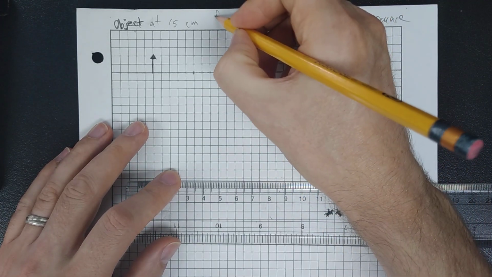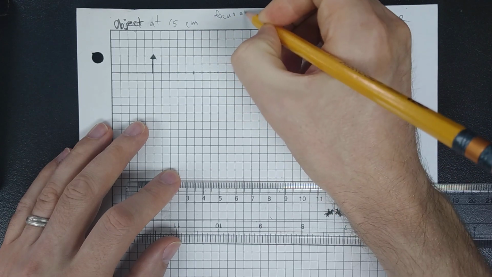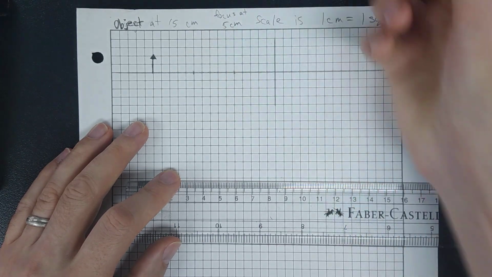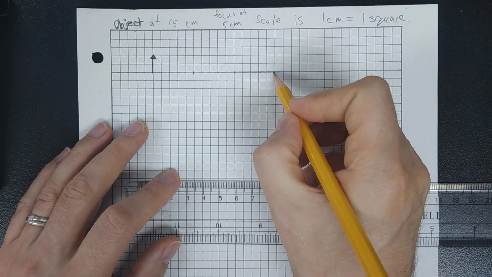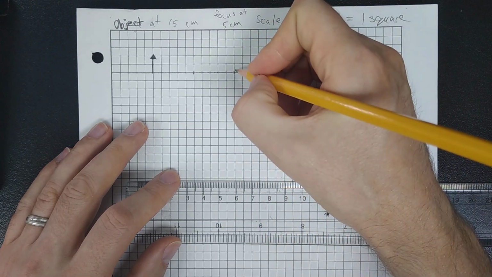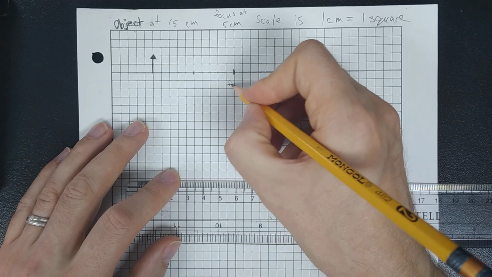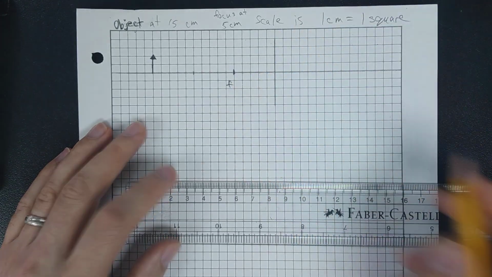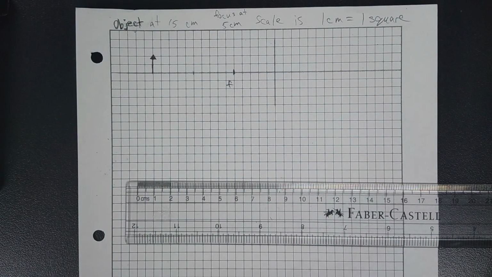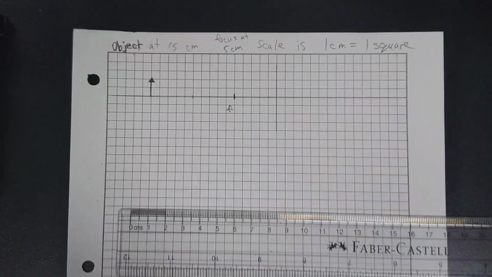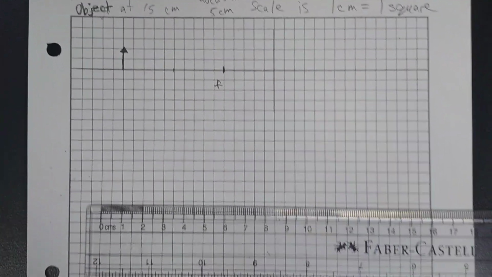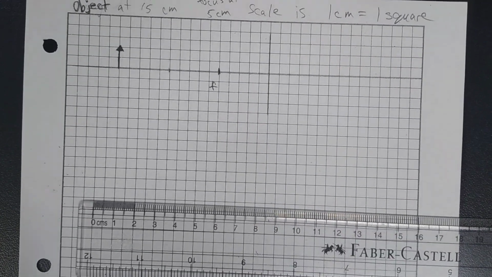So focus at 5 centimeters. That's going to be 5 squares: 1, 2, 3, 4, 5. So this is F right here, the focus, the principal focus. Let's see if we can zoom this in just a little bit. Super high tech.